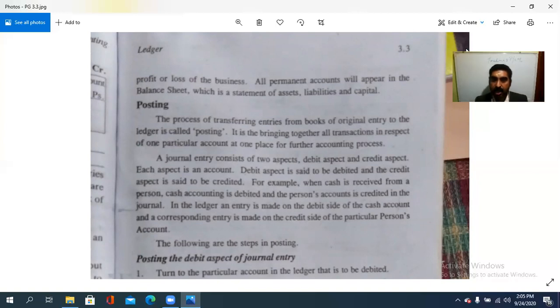Each aspect is an account itself. Debit aspect is said to be debited and the credit aspect is said to be credited. For example, when cash is received from a person, cash account debit to personal account. Suppose X is the person, X account. So cash is received from a person, cash account is debited. So how it is to be? Cash account debit side to X, X account credit side by cash.